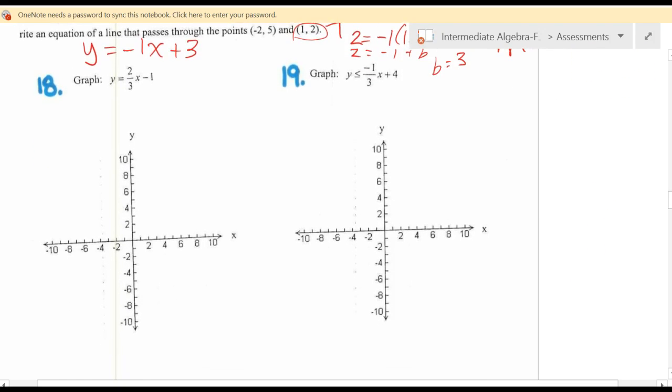Okay, for 18, we're going to graph this equation. So I need a slope, which is the number in front of x, and I need a y-intercept, which is -1. So I start with my y-intercept, so I put a point at -1, and my slope is rise over run, so I go up 2, right 3, put a point, up 2, right 3, put a point.